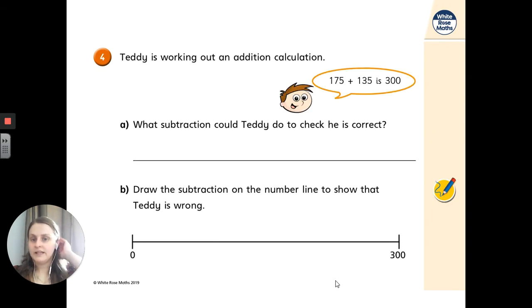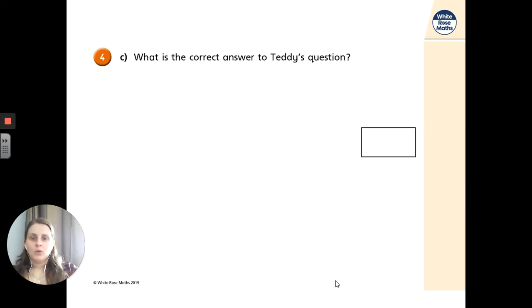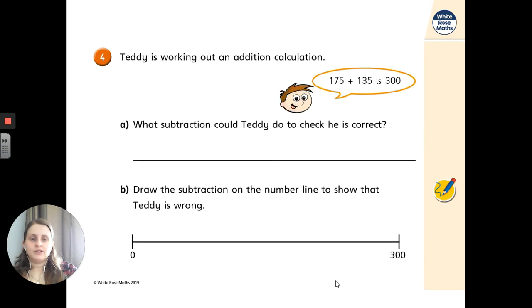Okay, Teddy is working out an addition calculation. He's doing 175 plus 135 and he says it is 300. What subtraction could Teddy do to check he is correct? So using those digits, what subtraction could he do to check he's correct? Once you've worked that one out, draw the subtraction on the number line to show that Teddy is wrong. So what did he do wrong? What is the correct answer to Teddy's question? So what is the correct answer to 175 plus 135?